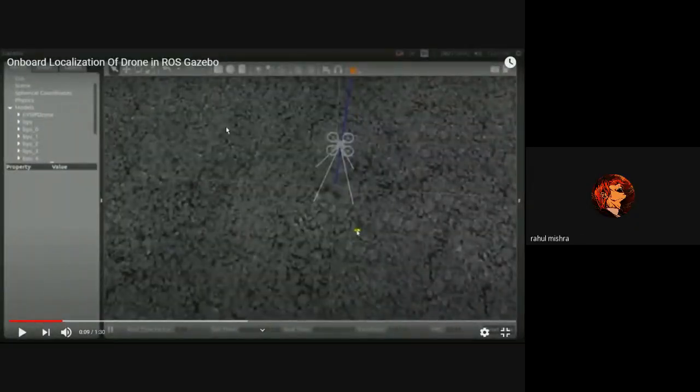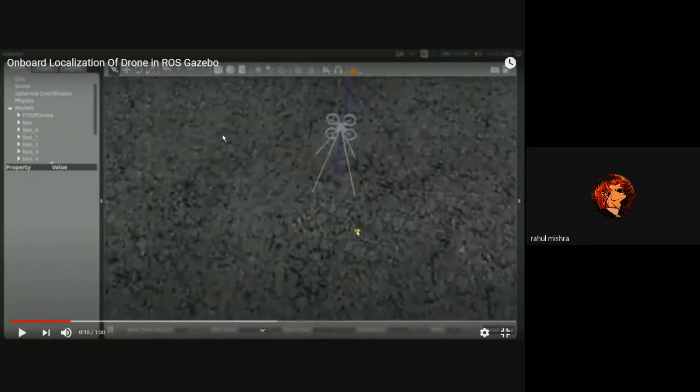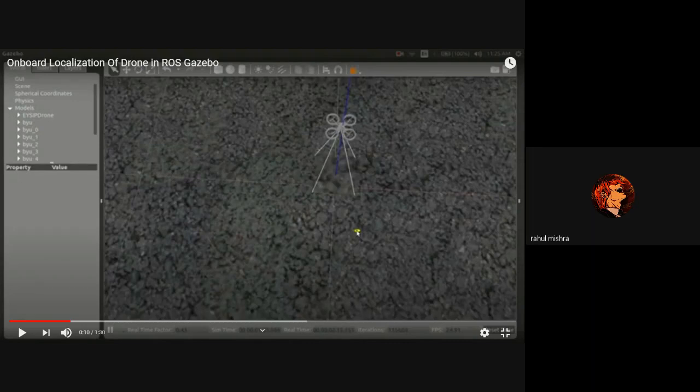Okay, so what you're seeing in this video is basically Gazebo. Now, what is Gazebo? Gazebo is simulation software that integrates with ROS and can simulate your models. It's widely used for simulating robots. In this Yantra task itself, we have simulated the drone on the Gazebo platform.